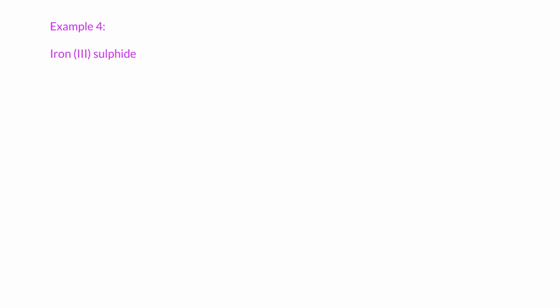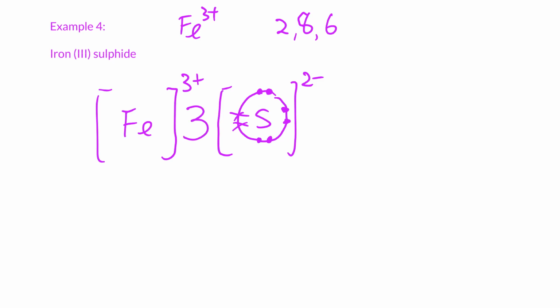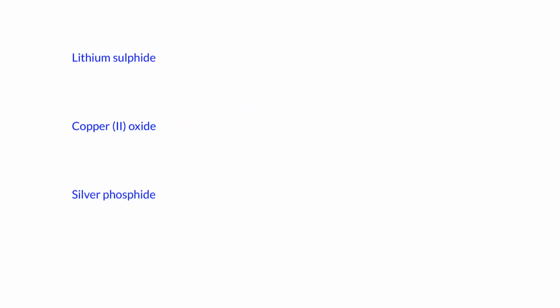Example 4. Iron 3 sulfide. Again, iron 3 is Fe3 plus because it is a metal. Cation on the left, 3 plus here. You don't need to draw the circle because it has disappeared, the outermost shells already. And then for the sulfide, it is 2,8,6. So therefore this one is 2 minus. So you got 2 extra, and the rest coming from the sulfur atom. So crossover, you got 3 here, you got 2 here. That's it for the question.